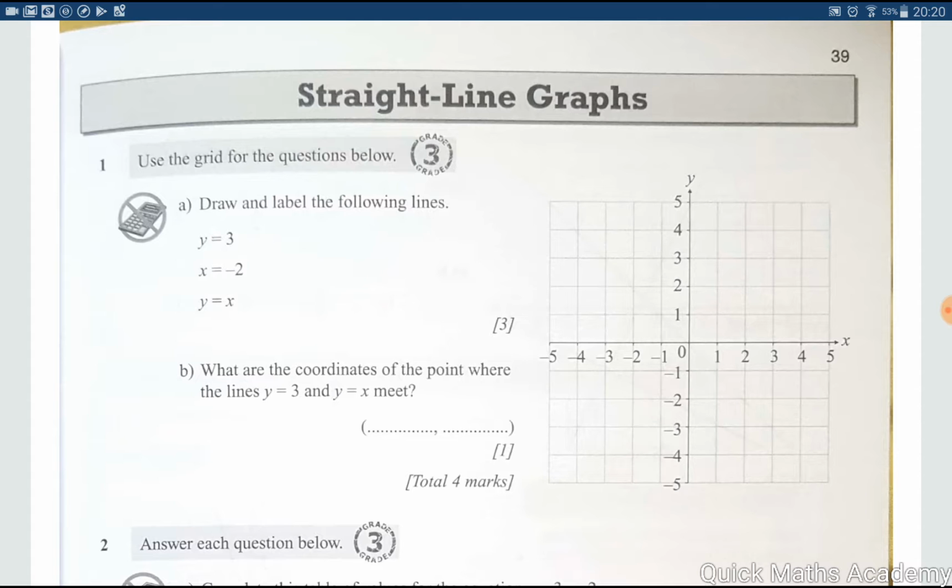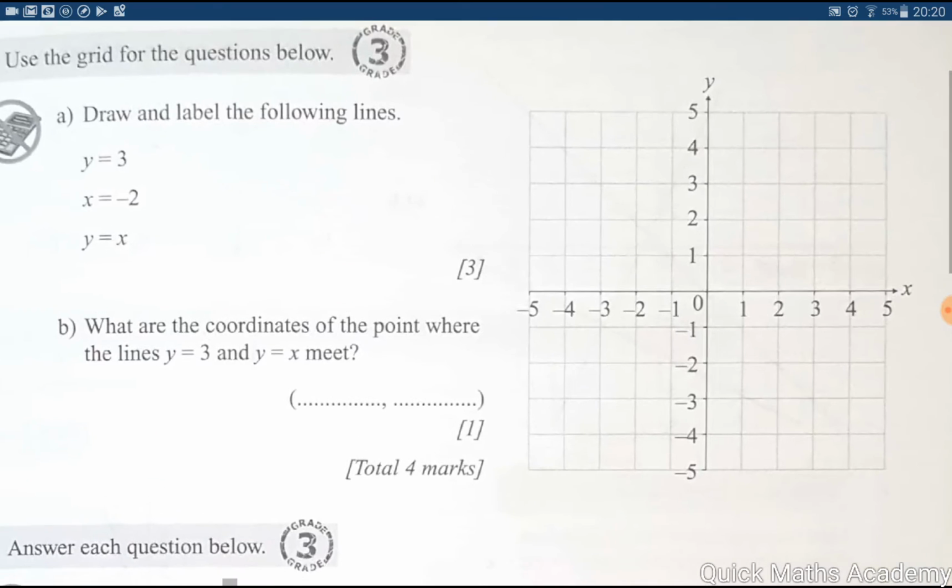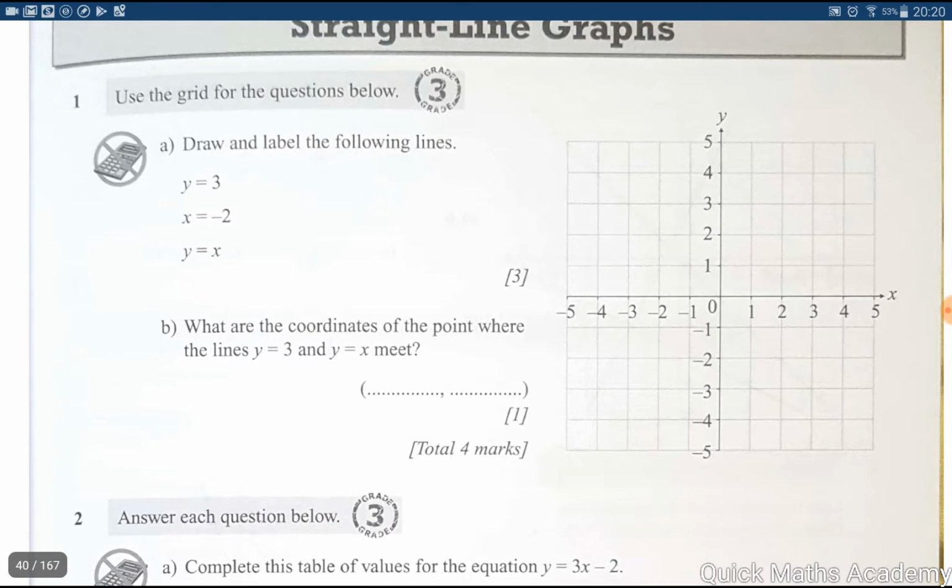Straight line graphics now. Okay, let's go to this question. Use the grid for the questions below. Draw and label the following lines. So we have y equals 3, x equals -2, and y equals x. Those are very easy to draw, and I'm going to show you.